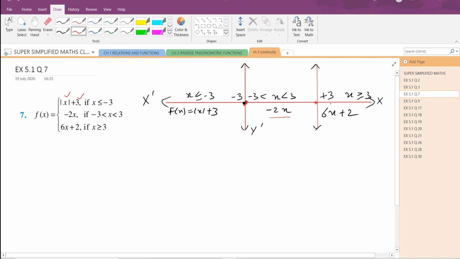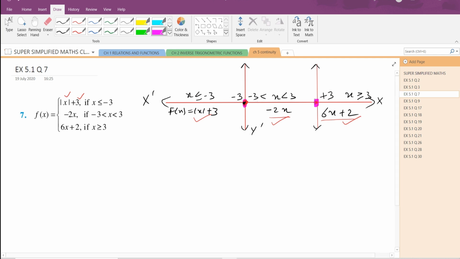And all the points for which x is greater than 3. I am not talking about greater than or equal to 3, I am talking about greater than 3. For them the function is 6x plus 2, which is a polynomial function, and hence it is also continuous. So I have seen that in this region the function is continuous, in this region the function is continuous, in this region the function is continuous. Where can it be discontinuous? It can be discontinuous at this point or at this point, which are the conjunction points.